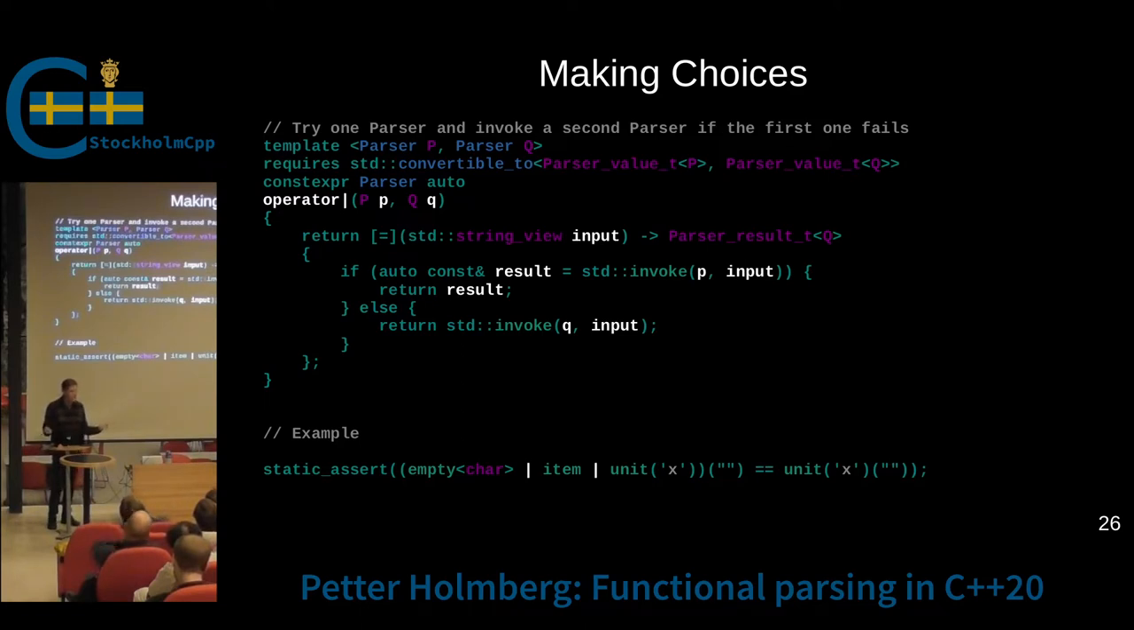So why is it a binary operator? Well, because it's a binary operation. It takes two parsers, it also returns a parser, so you could actually string those along if you have multiple things you want to try. So if you combine empty of char with item and unit of x, it's very handy to have an infix operator here. Of course, what would happen if you parse an empty string? Well, empty of char always fails. So that's kind of silly to have there. It's just an example. Item would also fail in this case because there's an empty string. So we would end up just parsing with unit x here.